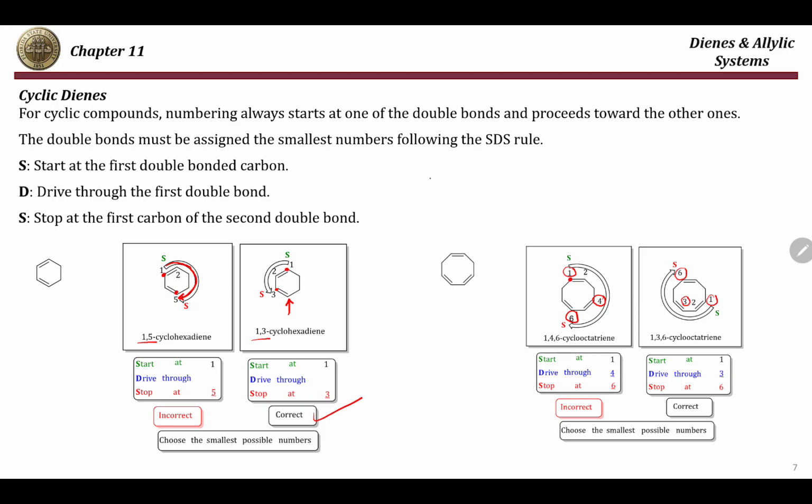You can try different ways, for example, starting from here and then going all the other way around to the other double bond in this direction, but this will give you again a similar set of numbers to this one. So this will be the correct name for this compound. So just to make a long story short, try the different combinations, but give your double bonds the smallest set of numbers.